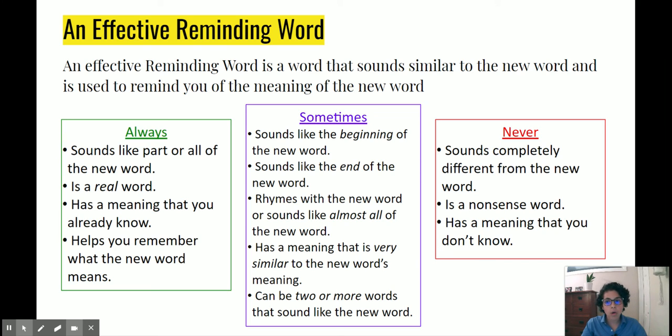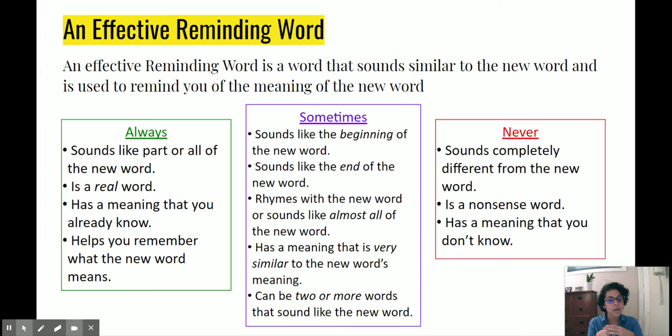It should always sound like part of or all of the new word. Sometimes there are words that sound the same that are spelled differently. Those are perfect options as long as you can create a good story to link them. It needs to be a real word. So if you make up something that's like a nonsense word or isn't a real word, that has not been shown to be as effective. And in fact, that's why nonsense word is over here in the never category. Don't use nonsense words. The research shows that that's not the most effective thing.